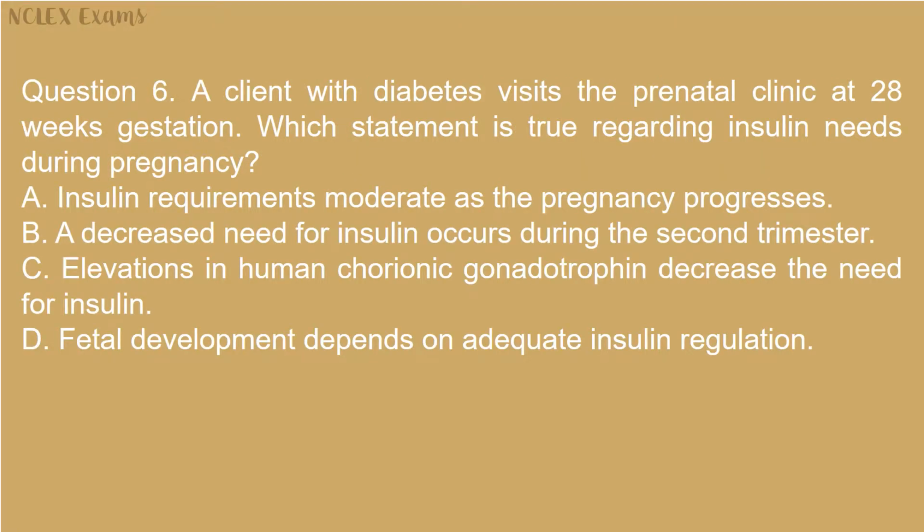Question 6. A client with diabetes visits the prenatal clinic at 28 weeks gestation. Which statement is true regarding insulin needs during pregnancy? A. Insulin requirements moderate as the pregnancy progresses. B. A decreased need for insulin occurs during the second trimester. C. Elevations in human chorionic gonadotrophin decrease the need for insulin. D. Fetal development depends on adequate insulin regulation.